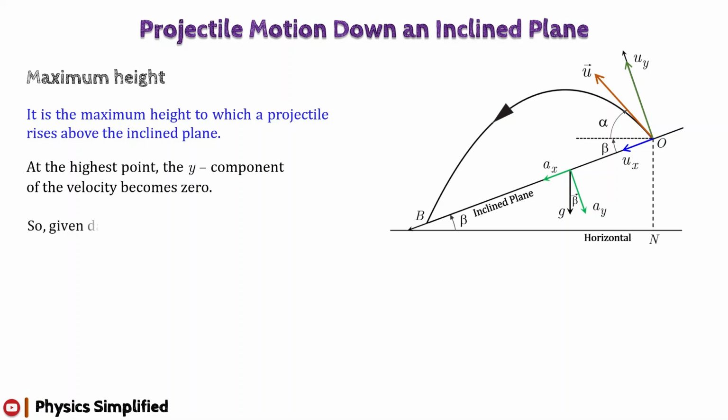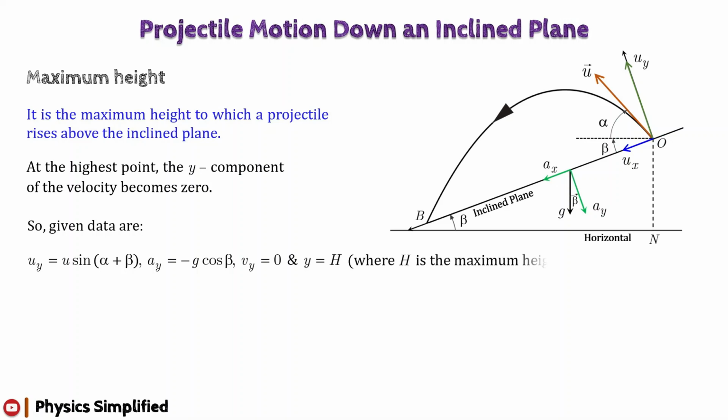Again, considering the data along the y-axis, we get initial velocity along y-axis, u suffix y, is equal to u sin(alpha plus beta). Acceleration along y-axis, a suffix y, is equal to minus g cos beta. Final velocity, v suffix y, is equal to 0, and displacement along y-axis is equal to capital H, where we have considered H to be the maximum height attained by the projectile.